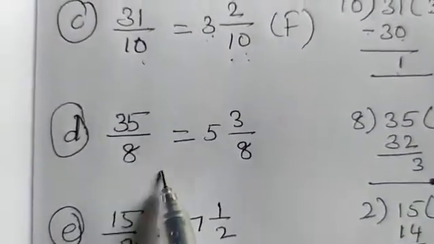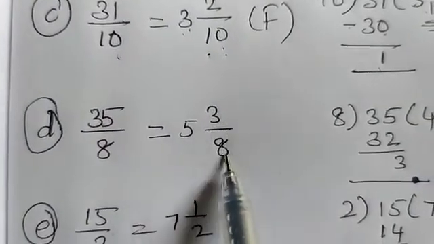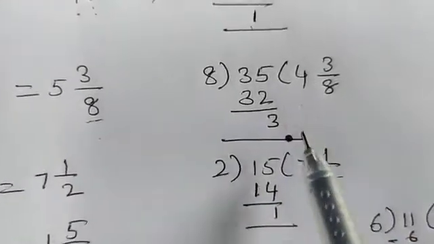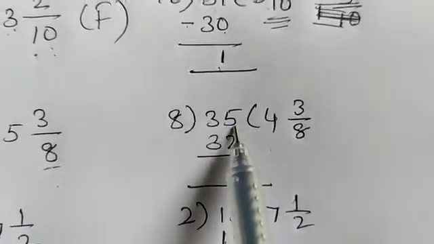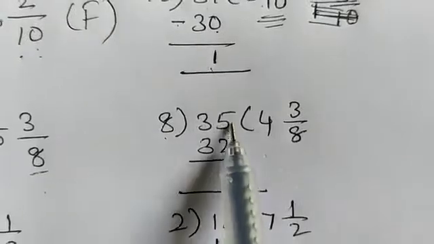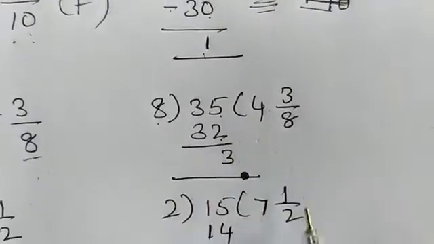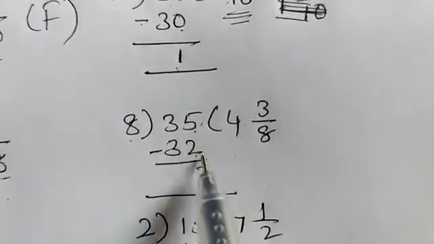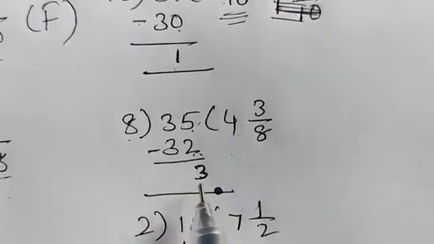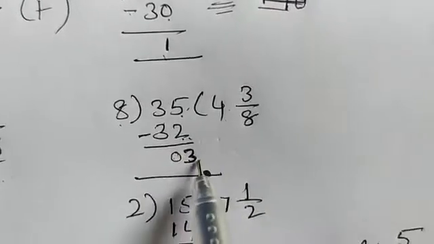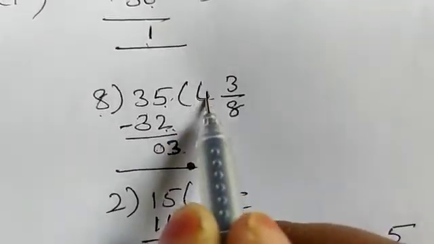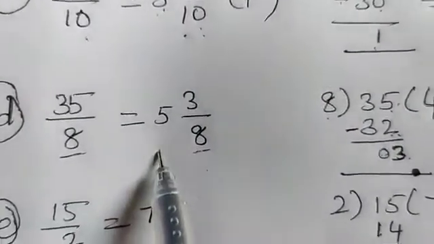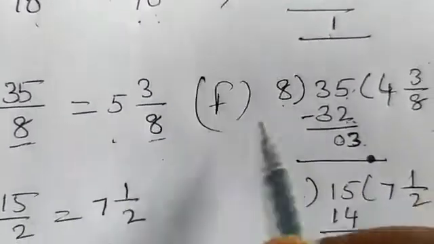Now next, 35 by 8 is equal to 5, 3 by 8. Denominator same, 8 and 8. Now we will check the remaining with division. See, when you divide 35 with 8, 8 5s are 40. So we can take 8 4s are 32. So when you subtract 35 minus 32, you will get 3. 3 minus 3, 0. So what will be the mixed fraction? 4, 3 by 8. But here it is given 5, 3 by 8. So it is also false.